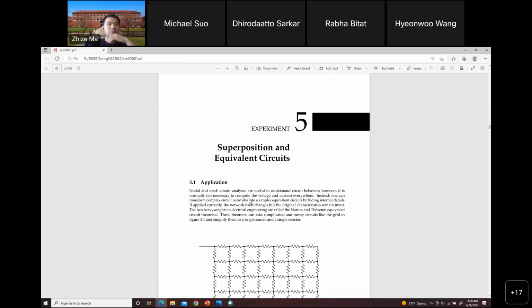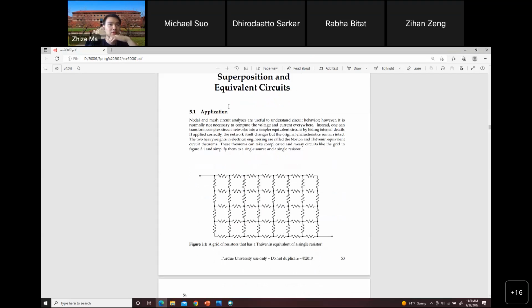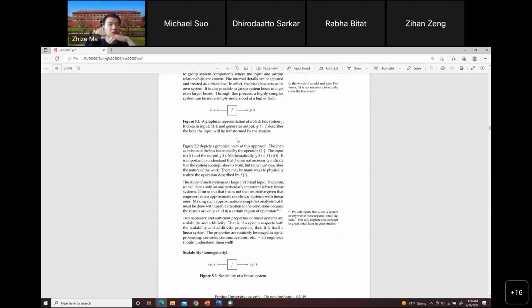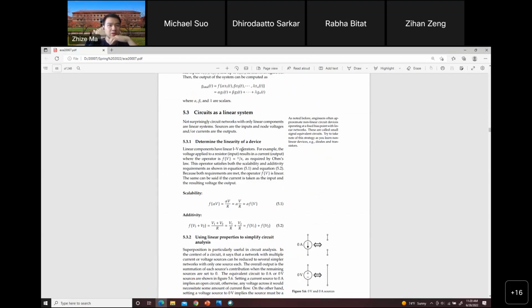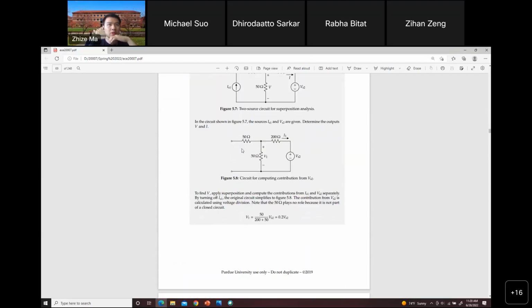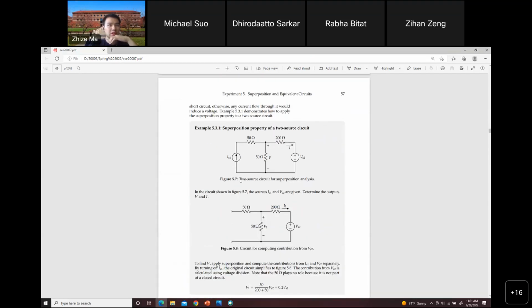All right, so let's get back to Lab 5. Today will be superposition and the equivalent circuit. Since I think most of you should have already done the pre-lab, you should be somewhat familiar with superposition and the equivalent circuit. There is lots of content in the manual this week, so I may not go through all of it. Just make sure you check the example here. It's a very helpful example.